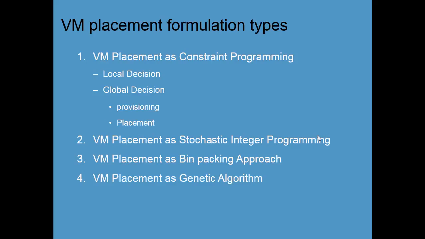The third type of formulation is the bin packing approach. This can be used to realize the particular mapping of virtual machines to physical machines. Physical machines can be thought of as bins, and virtual machines can be thought of as objects to be placed within the bins. And the aim is minimizing the quantity of hosts needed for virtual machines.